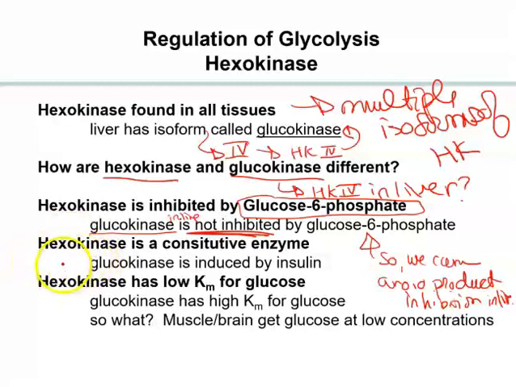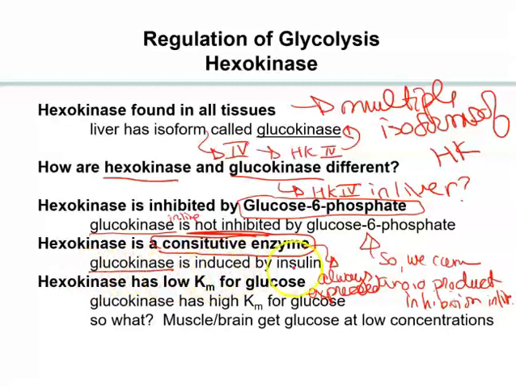Hexokinase in most of all of the other body tissues is a constitutive enzyme. Constitutive enzymes are always expressed. So the gene is always on, and we're always going to be forming enzyme at the ribosome, and hexokinase enzyme will always be active in all of the body tissues.